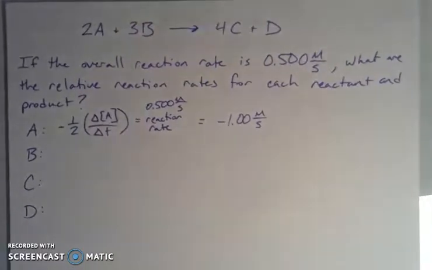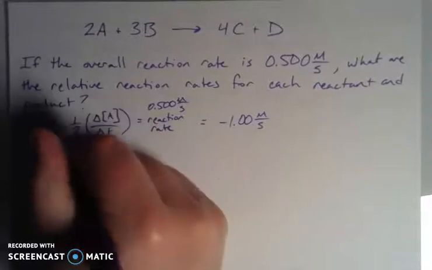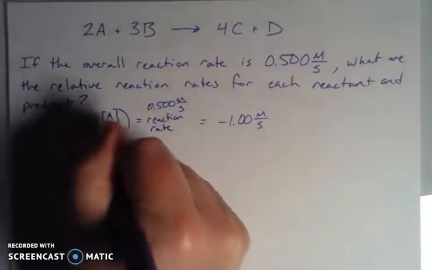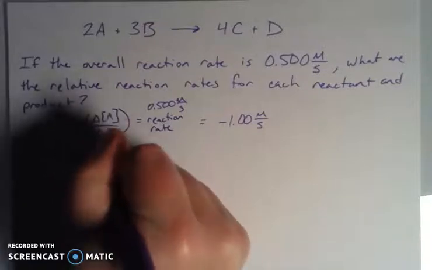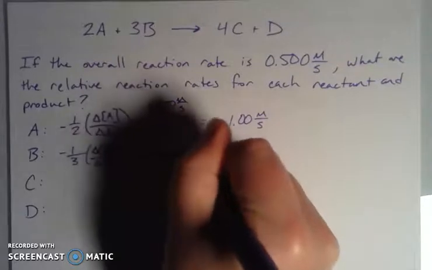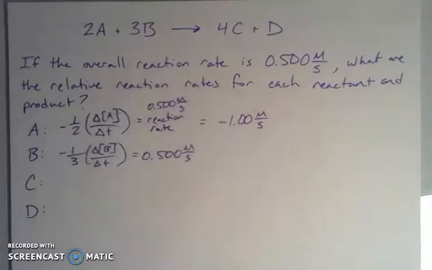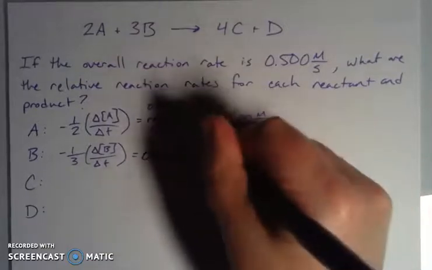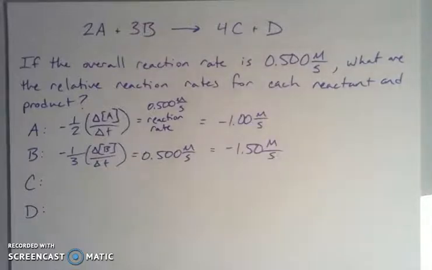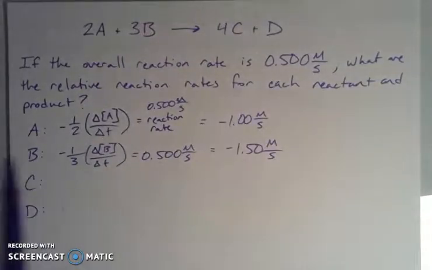So let's use that same logic here for my B. My relative rate would be -1/3 of the change in the concentration of B over the change in time, and that has to be equal to my reaction rate, molarity per second. So if I multiply both sides by my -3, that gives me a -1.50 molarity per second. That's the rate of loss, or using up, of my B in this chemical process.